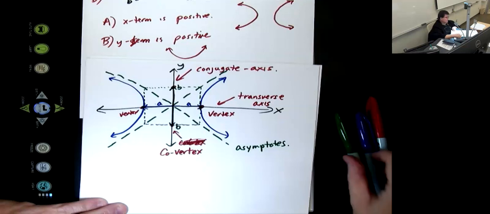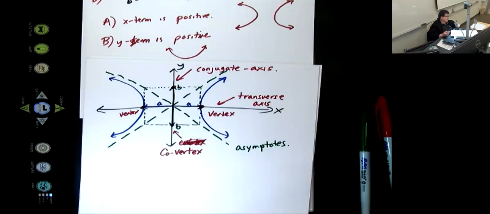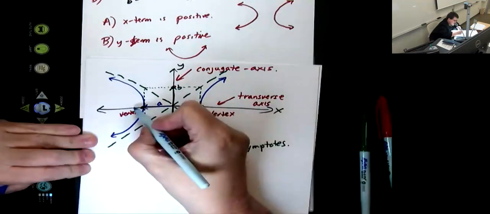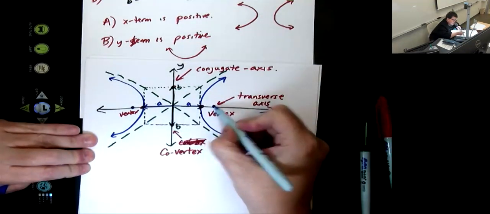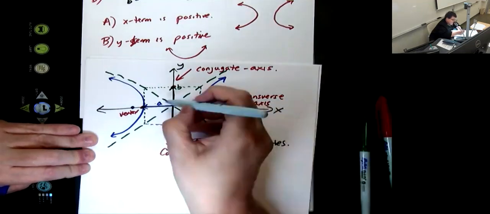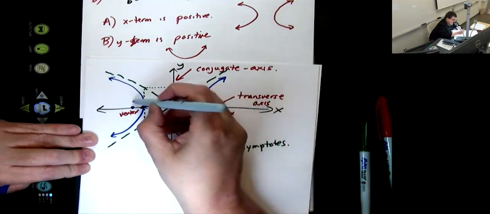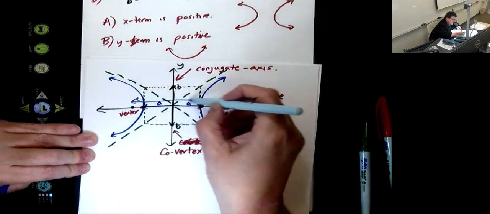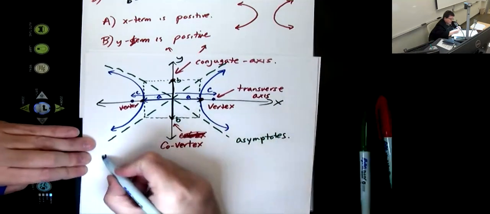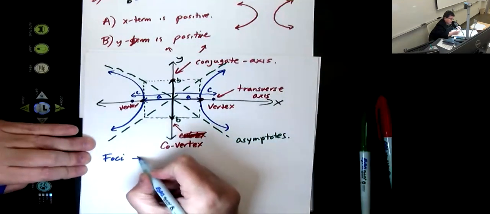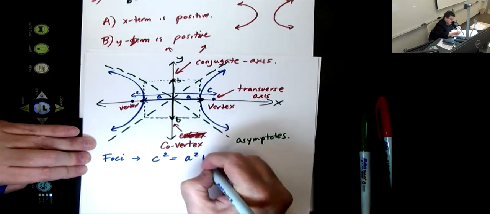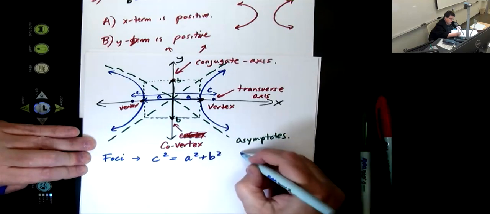And finally, we have foci here and here. They're in the dish part of it. They're still out a distance C from the center. But to get C for the foci, C squared equals A squared plus B squared for a hyperbola.